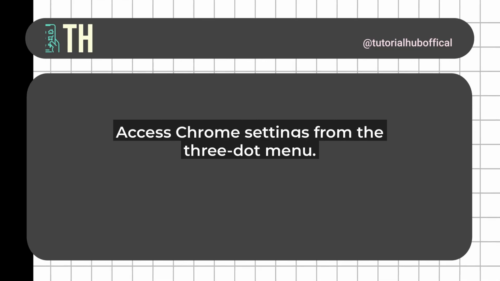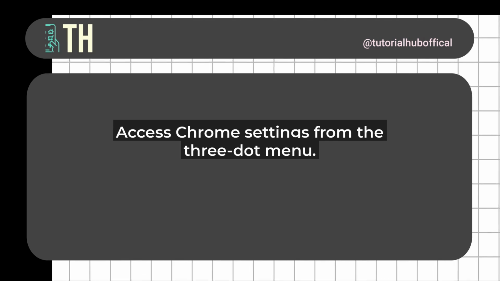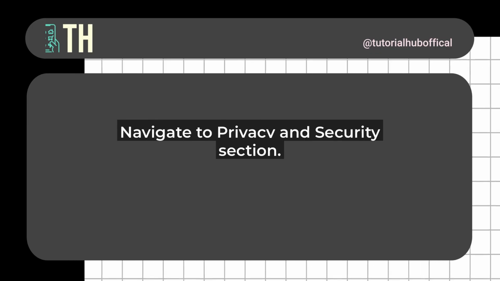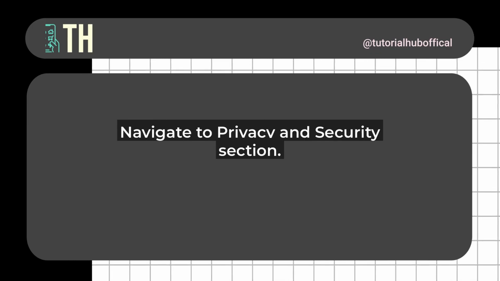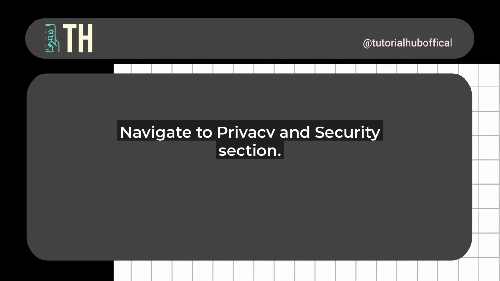First things first. Make sure you're using the latest version of Google Chrome in 2025. Open your Chrome browser and click on the three-dot menu in the top right corner. From the drop-down, select Settings. This is your gateway to customizing Chrome to work just the way you want.